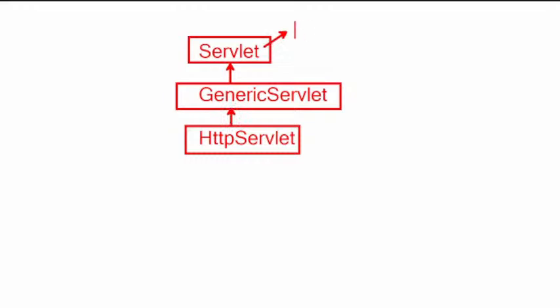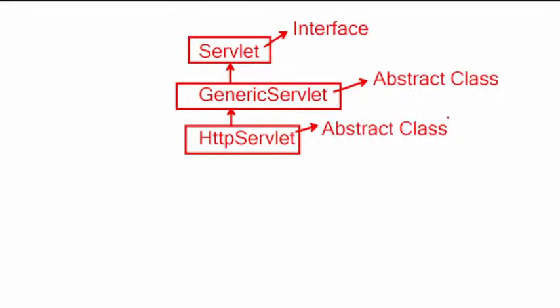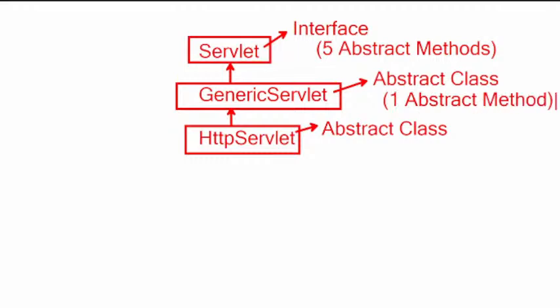It is abstract. It is an interface. It is an abstract class. It is also an abstract class. Here, 5 abstract methods. Here, 1 abstract method. Here, no abstract methods. Servlet interface, Generic Servlet, HTTP Servlet.